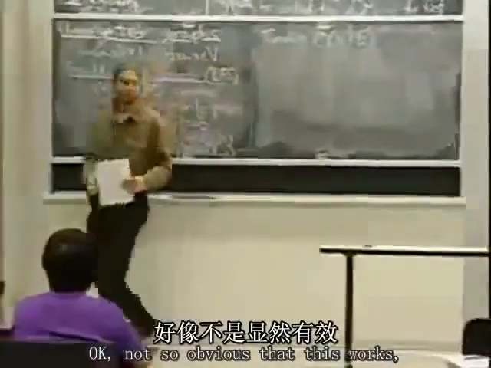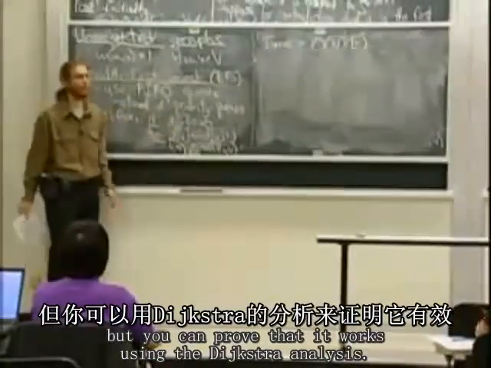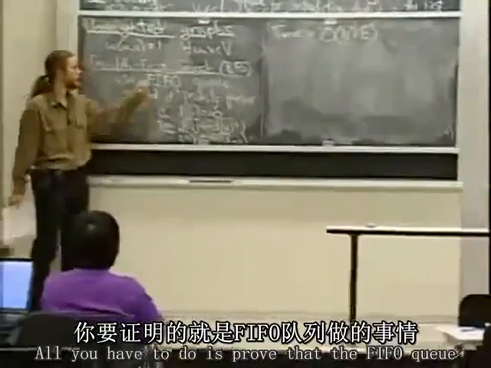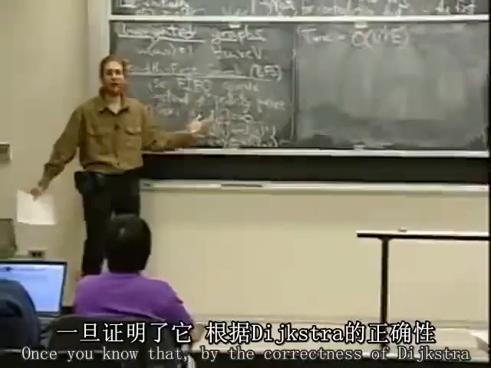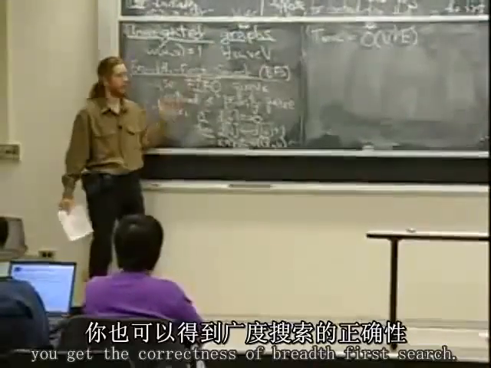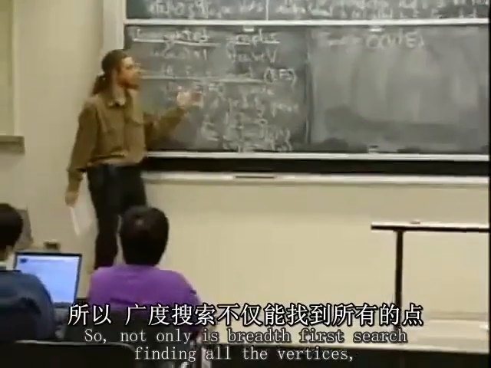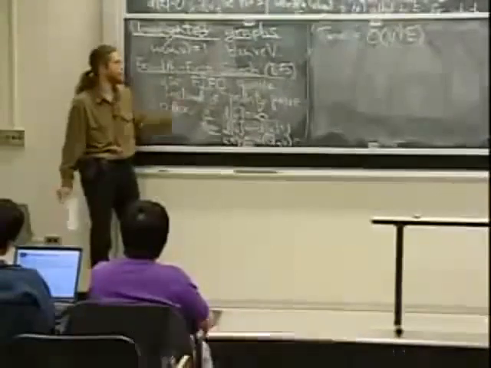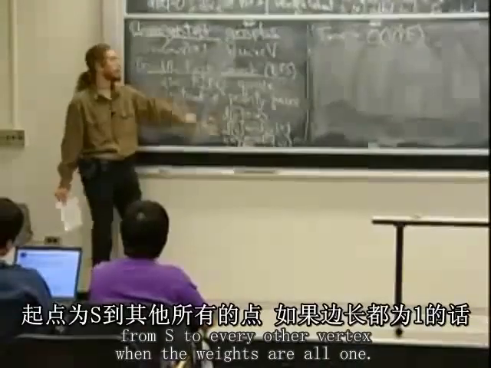Okay, not so obvious that this works, but you can prove that it works using the Dijkstra analysis. All you have to do is prove that the FIFO queue does exactly the same thing as a priority queue. Once you know that, by the correctness of Dijkstra, you get the correctness of breadth first search. So not only is breadth first search finding all the vertices, which is maybe what you normally use it for, but it finds the shortest path weights from s to every other vertex when the weights are all 1.